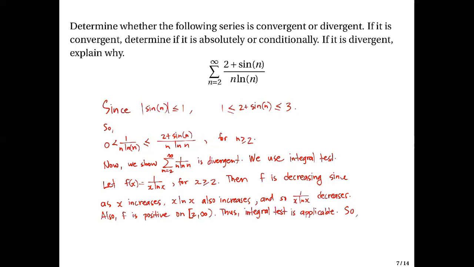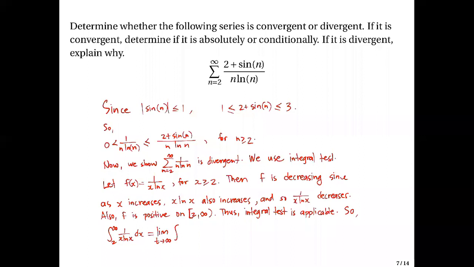So, we apply now the integral test. We integrate from 0 to plus infinity 1 over x ln of x dx. This is equal to the limit as t approaches plus infinity. Take note, this is still an improper integral, so you have to use the definition of the improper integral. Don't forget to write the limit part here.